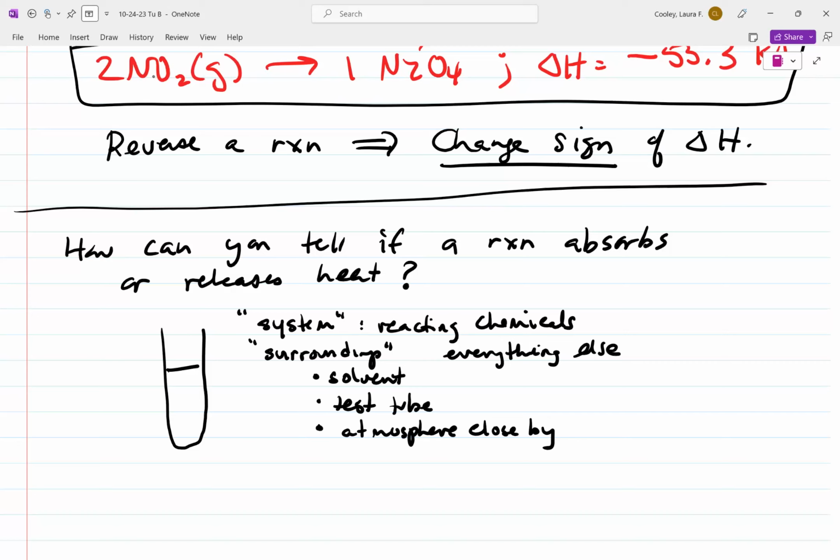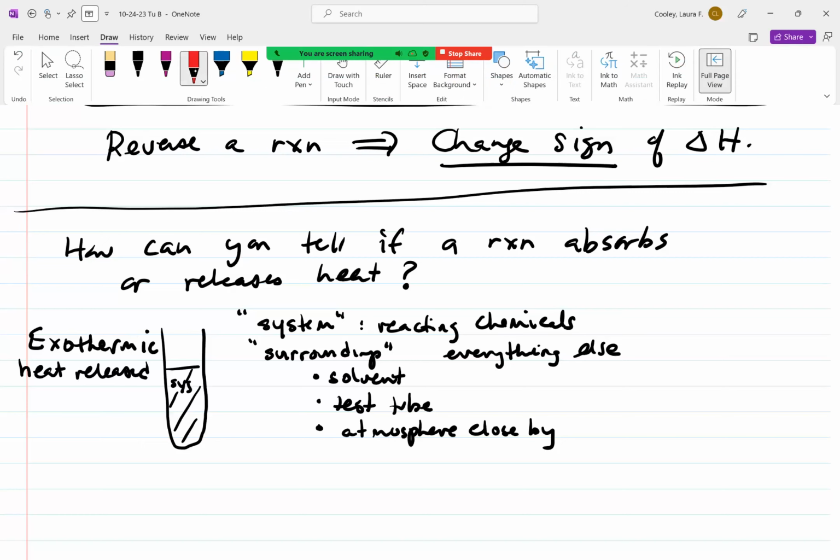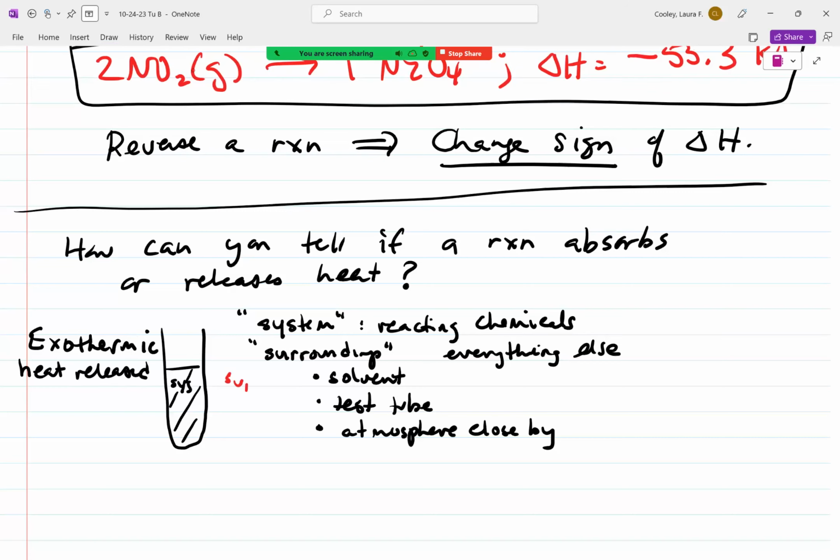Okay, so if we have a reaction in a test tube, my system is definitely inside the test tube as the reacting chemicals. But so is the solvent in there, actually. So let's first consider if we have an exothermic reaction. What does it mean, exothermic? What's happening? Heat is released. So this reaction is releasing heat. Where is the heat going to go? It goes from the system to the surroundings.